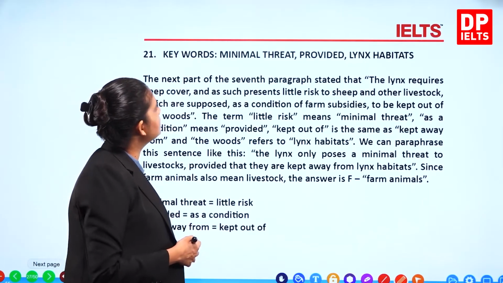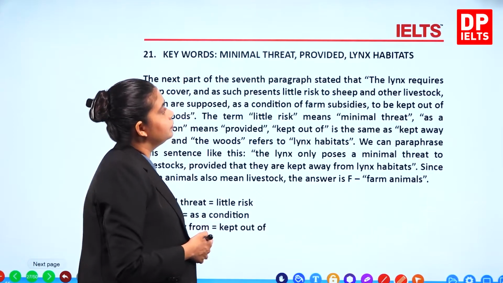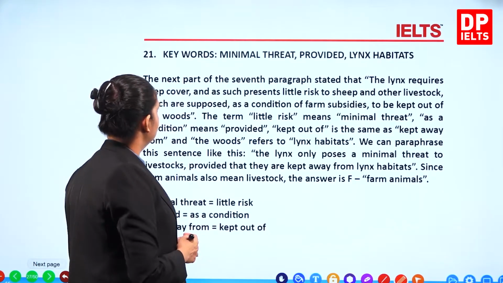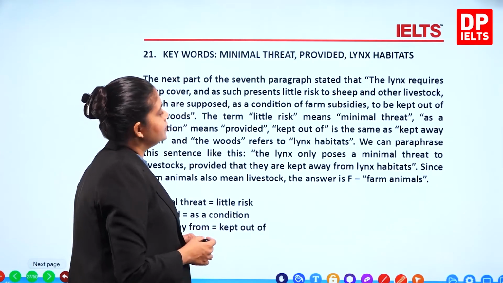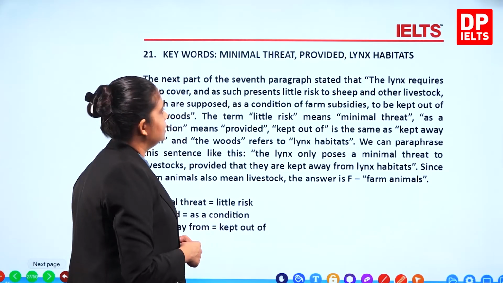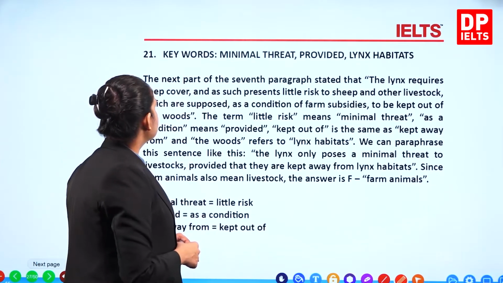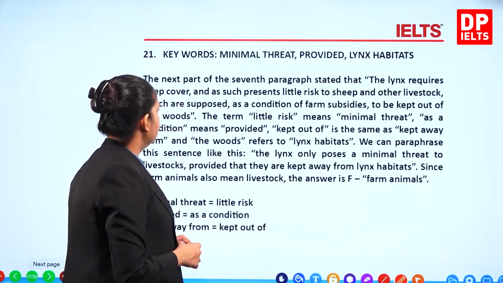21. Keywords are minimal threat, provided lynx habitats. In the next part of the 7th para, it stated that the lynx requires deep cover, right?